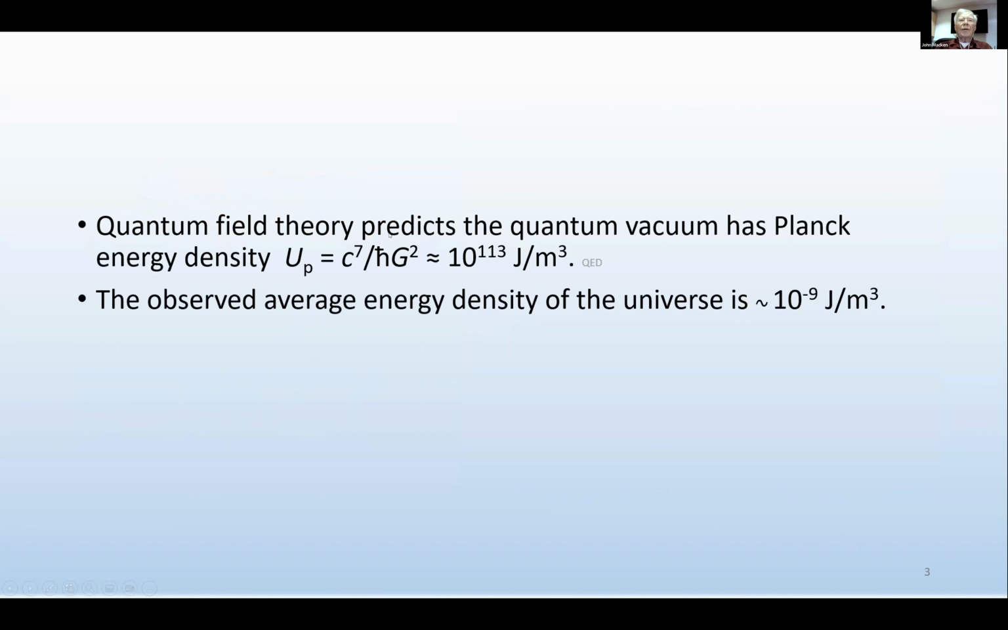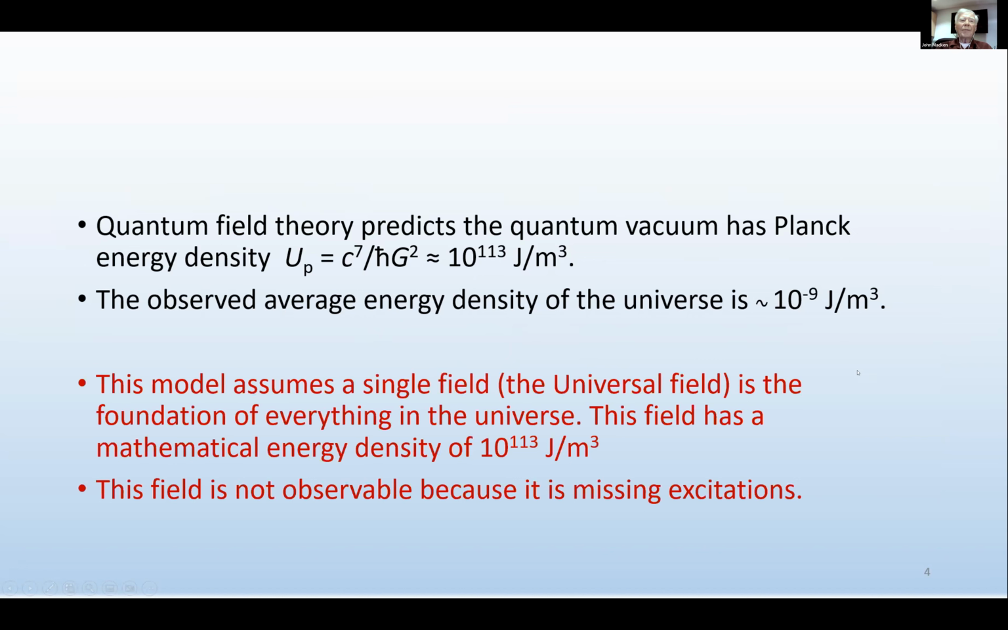Quantum field theory predicts that the quantum vacuum has Planck energy density. This is roughly 10 to the 113th joules per cubic meter. However, the observed energy density of the universe is 10 to the minus 9 joules per cubic meter. This model assumes a single field, which I'm going to call the universal field, is the foundation of everything in the universe. This field has a mathematical energy density of 10 to the 113th joules per cubic meter. This field is not observable because it's missing an excitation.